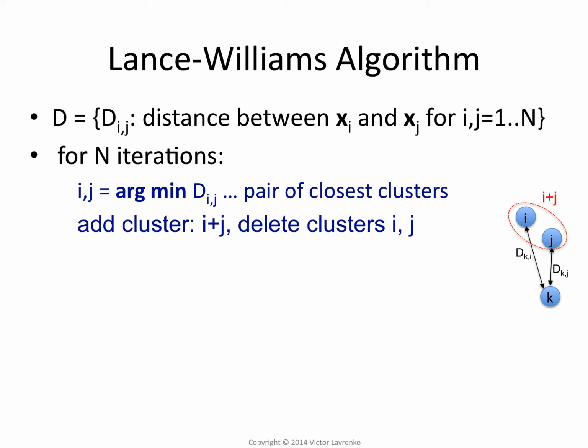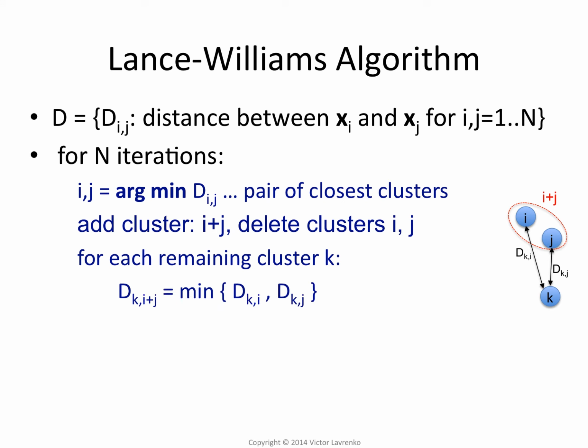And what I need to do is also update the links from all the other clusters to this newly created cluster. Why? Because previously there was a cluster i and a cluster j, and k had distance to both of them, and now there's only one cluster. So I want to leave only one edge going from k to this new cluster i plus j. So for each remaining cluster k that was not i or j, I'm going to disconnect k from i and from j, and connect it to i plus j. Now, with what distance am I going to connect it?